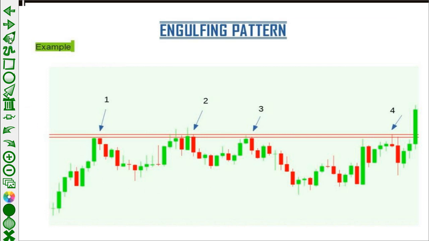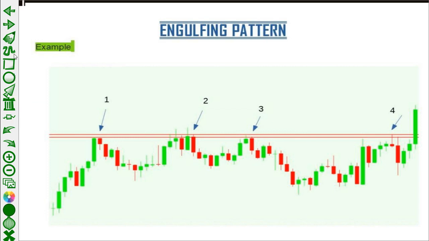I drew this first line with reference to this candle, and I have drawn the second line with reference to this candle. I avoided this candle and I selected this candle's close of the wick. Why?